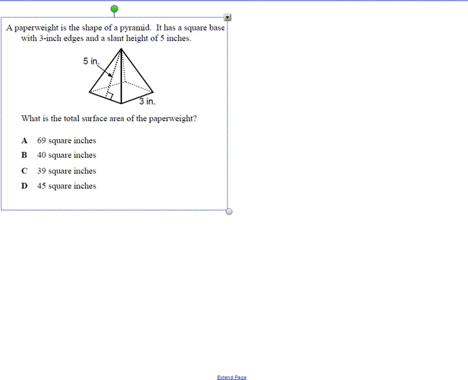Yes, you can. All right, paperweight, shape of pyramid, square base, 3 inches, slant height of 5. What's the total surface area? So you go to your formula chart. It says the total surface area of a pyramid is 1/2 PL plus B.